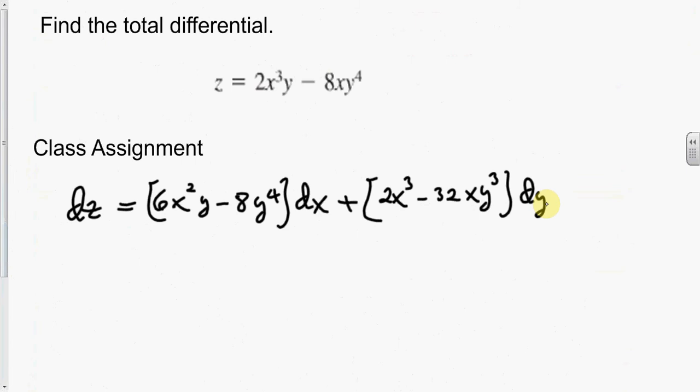All righty. Remember that first part is the partial of z with respect to x. So you look at all of that and take the partial derivative with respect to x. And then the second part over there is the partial of z with respect to y. Okay. All right, very good.